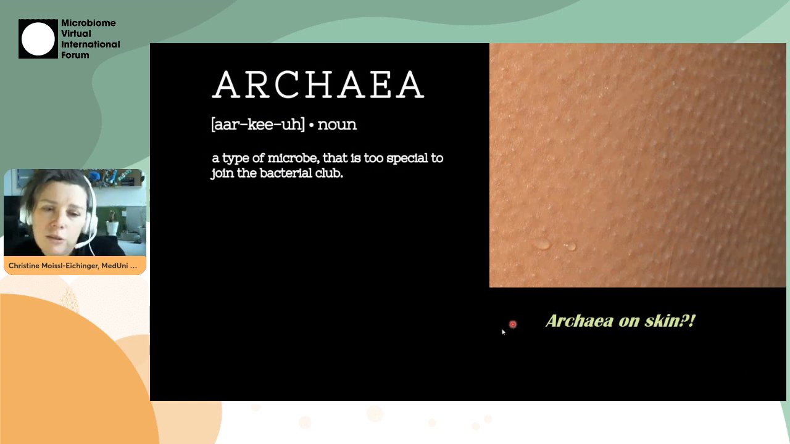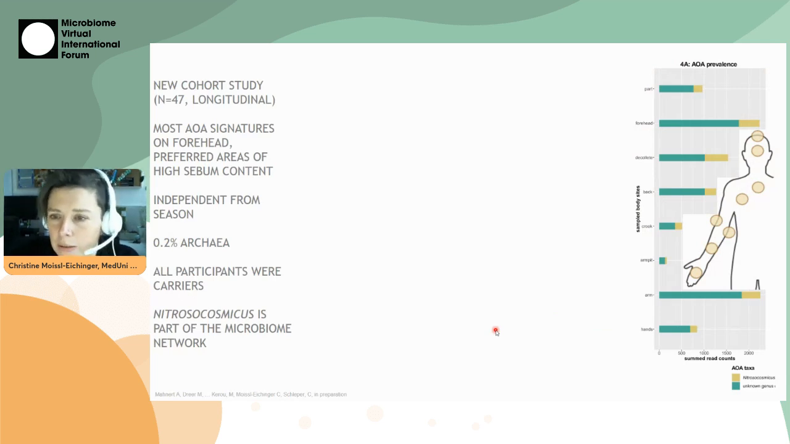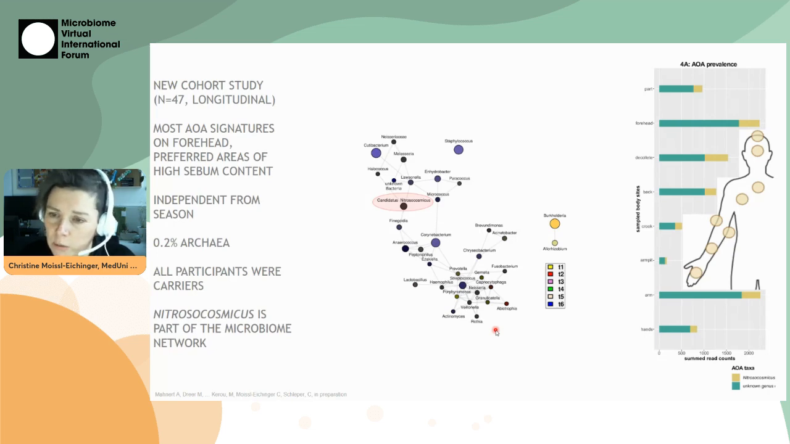So I'm quickly coming back to the archaea on skin, right? You remember how it all started by detecting archaeal signatures on skin, and we did not give up on this topic either. We did a bigger cohort study in the last years, looking at 47 different individuals. The longitudinal study was done, and we again found the same ammonia-oxidizing archaea signatures, particularly in the forehead of all of these individuals. This was independent from the season. It makes about 0.2%, so not as abundant as we observe it in the gut. And Nitrosocosmicus is the one that we observe here mostly. This genus is the one that appears most often across these individuals.